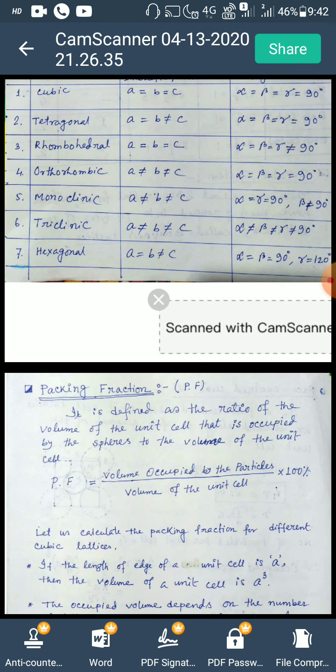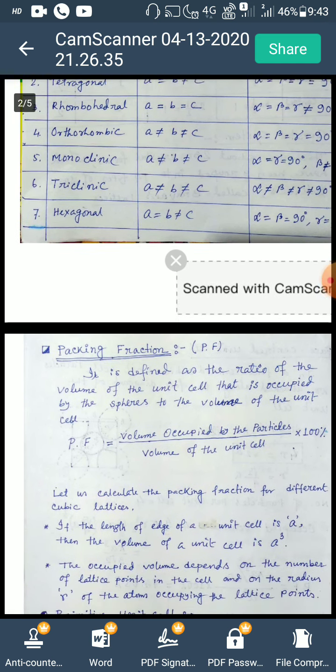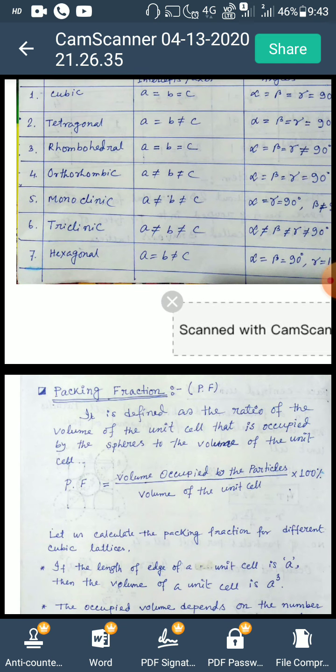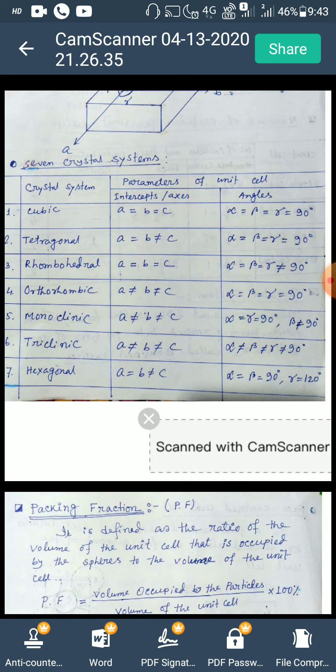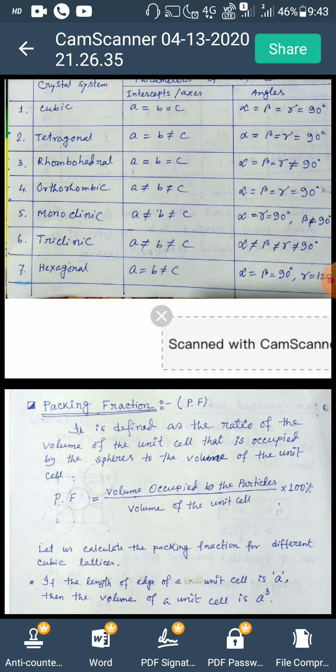Then the question will be which class of crystal system it is. That's why you have to remember these values. You have to write down the corresponding crystal system. The interfacial angles and axes will be given, and you have to answer which type of crystal system it is.